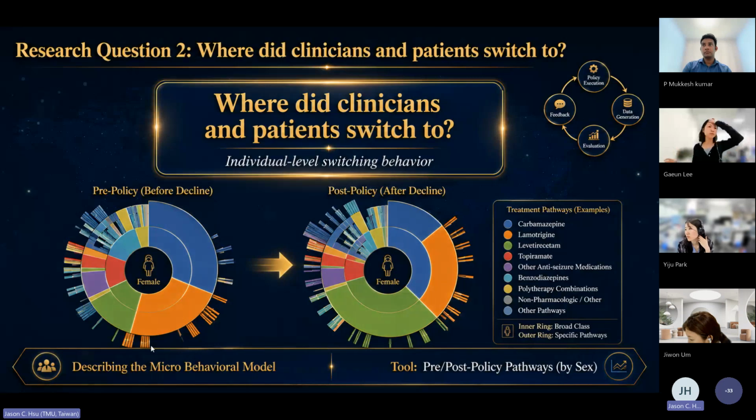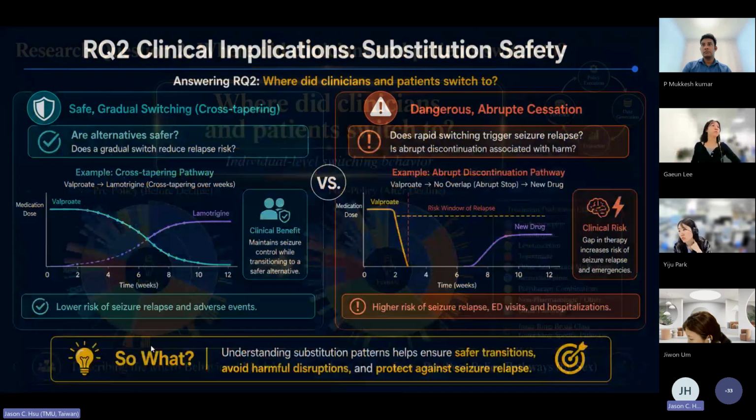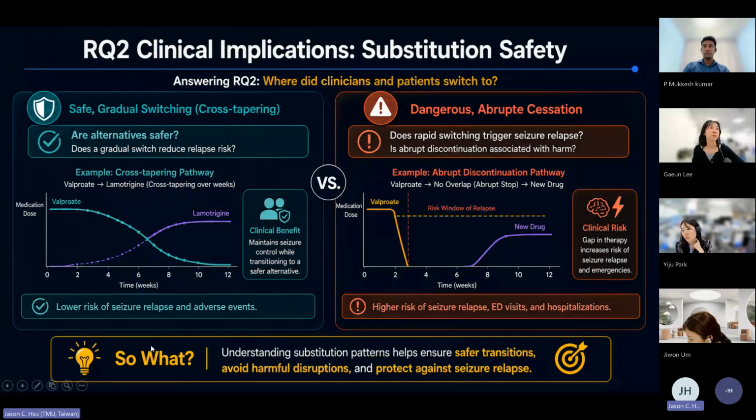Why is this micro level so critical? Because it directly impacts patient outcomes. In an ideal clinical scenario, we want to see safe, gradual switching or cross-tapering of the medication. Physicians slowly taper down the dose, which is a better way to change the prescription pattern, and that can help us maintain seizure control throughout.